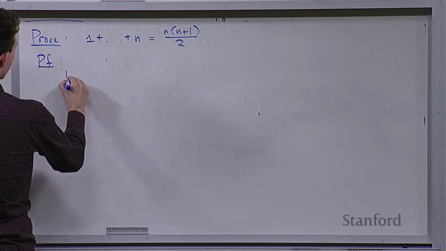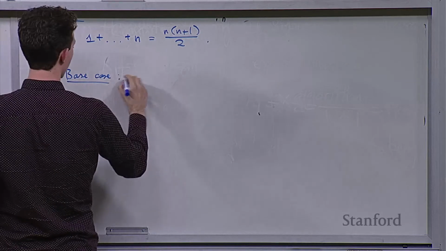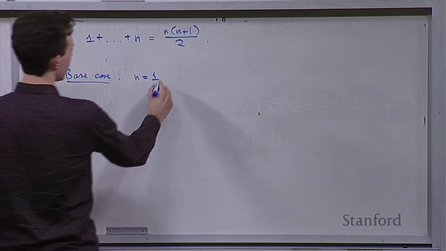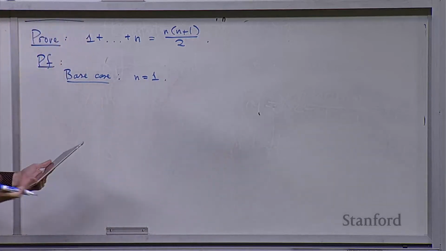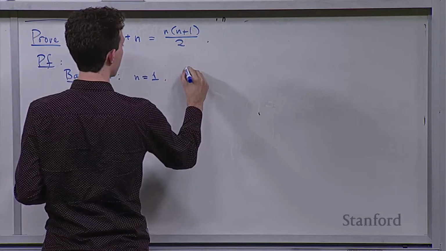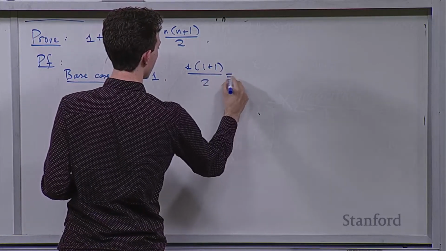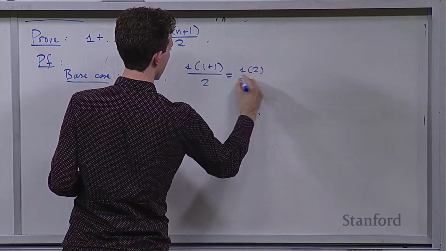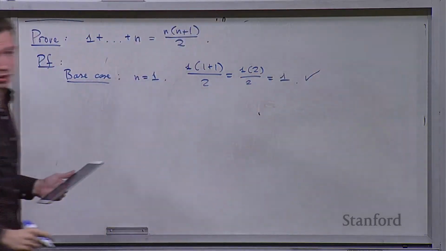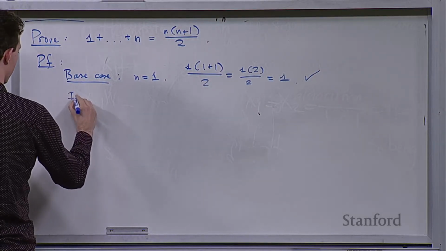So our base case is going to be n equals 1. For n equals 1, the sum of all numbers up to n is just 1. We can verify this by plugging in n right here: 1 times (1 plus 1) over 2 equals 1 times 2 over 2, which equals 1. So our base case checks out. OK, nothing super interesting going on there.